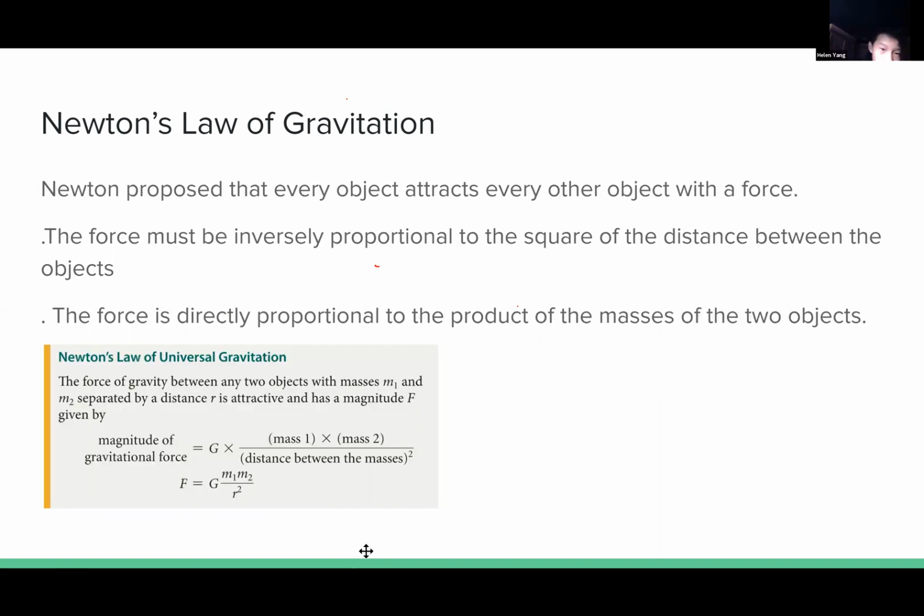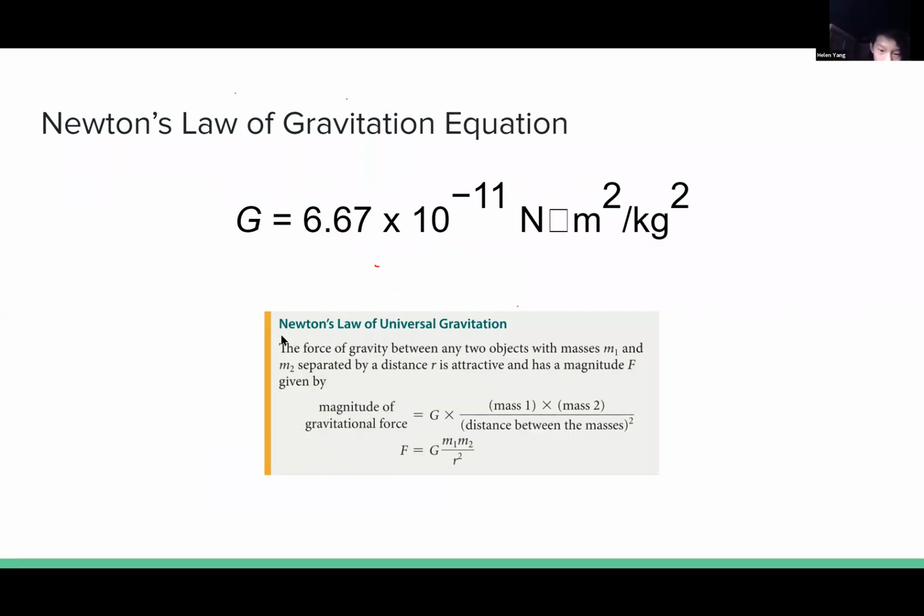So Newton came up with the formula for the law of gravitation, which is force is equal to G times the mass of one thing times the mass of another thing divided by the distance squared. And the constant G is 6.67 times 10 to the power negative 11. And the units for that are newtons times meters squared over kilograms squared.